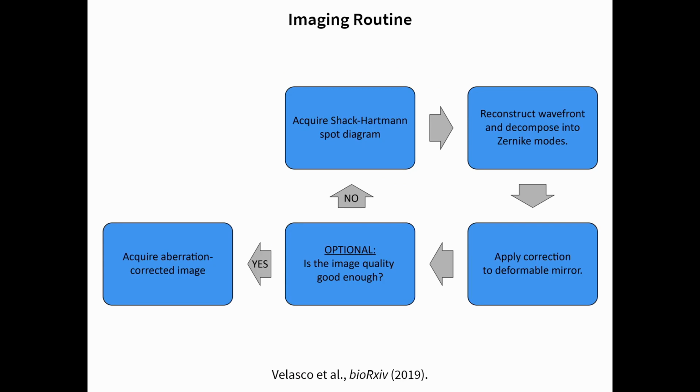And so the imaging routine proceeds as such. First, you start by acquiring a Shack-Hartmann spot diagram, which is what's used to then reconstruct your aberrated wavefront and to decompose it into its constituent Zernike modes. Using these Zernike modes, you then calculate the appropriate correction to apply to your deformable mirror. And from a user perspective, it should be mentioned that these two steps, this analysis over here, you won't see it. It's all happening in the background.